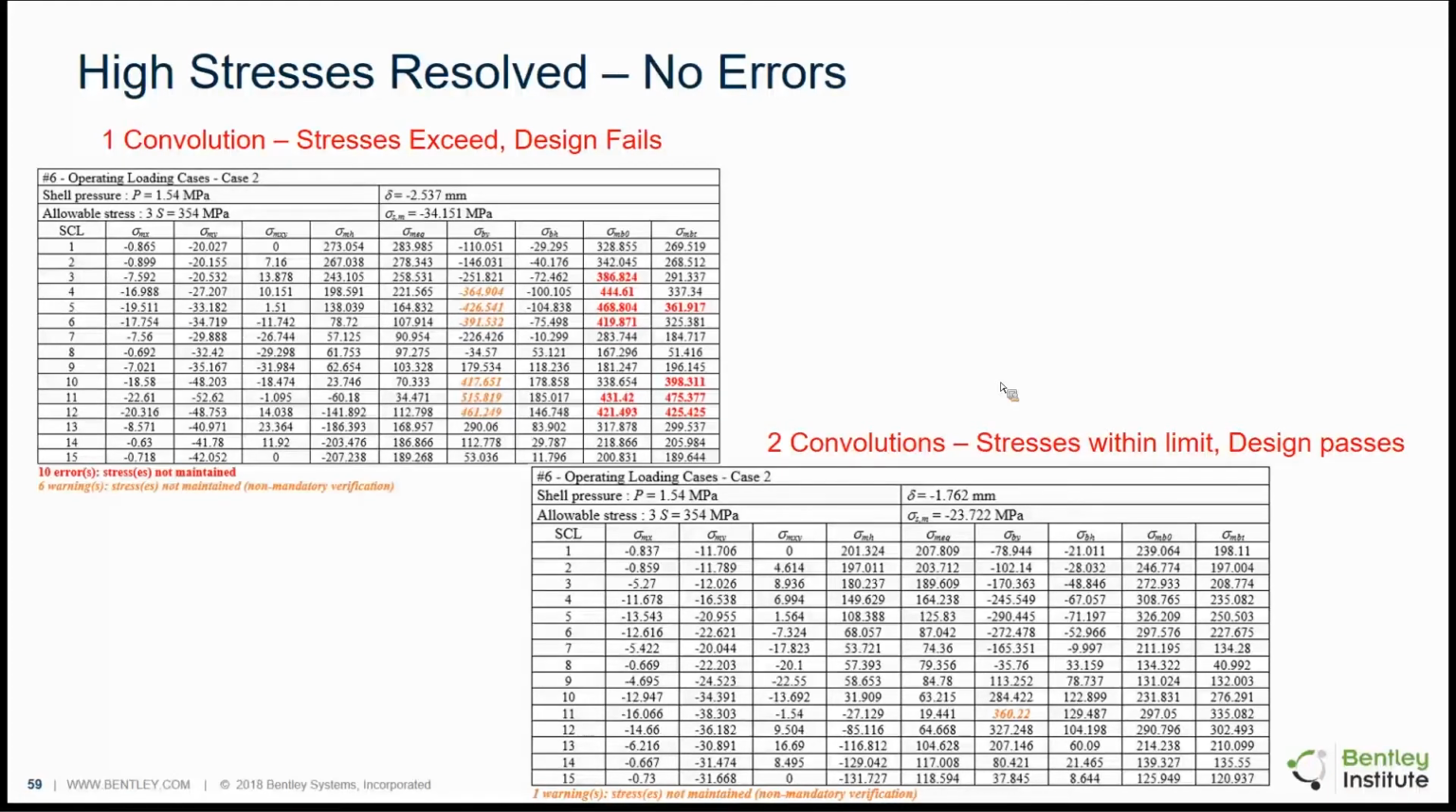So this is an example. It is not necessarily that your expansion joint will pass if you just add one more convolution. So you have to play around with the geometry, maybe add convolutions, to see what makes the expansion joint suitable, to keep the stresses within allowable.